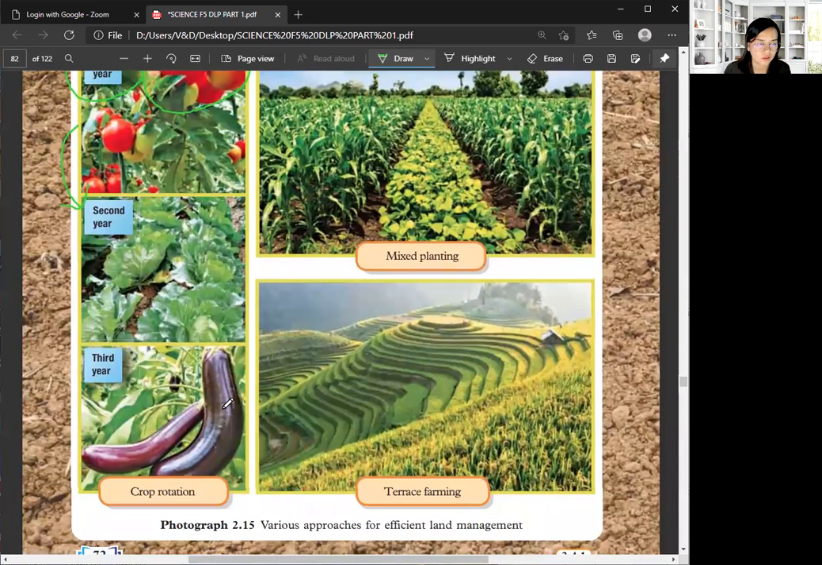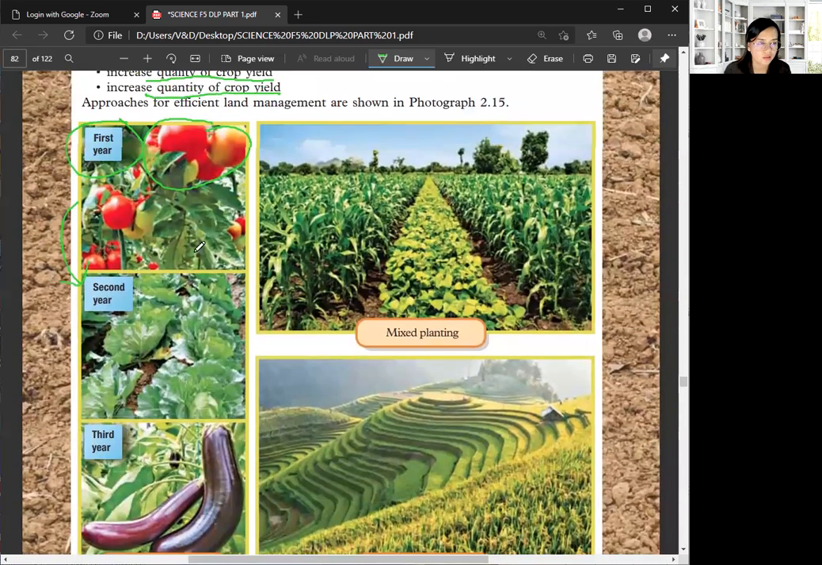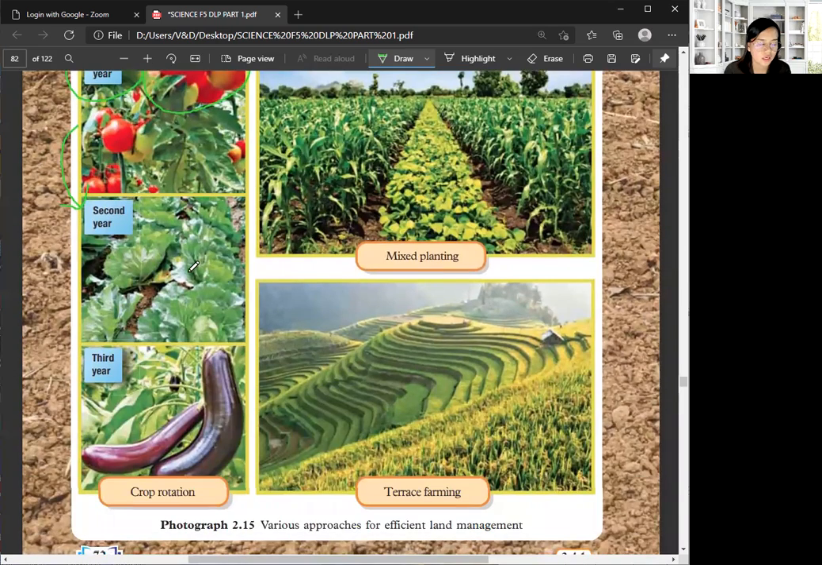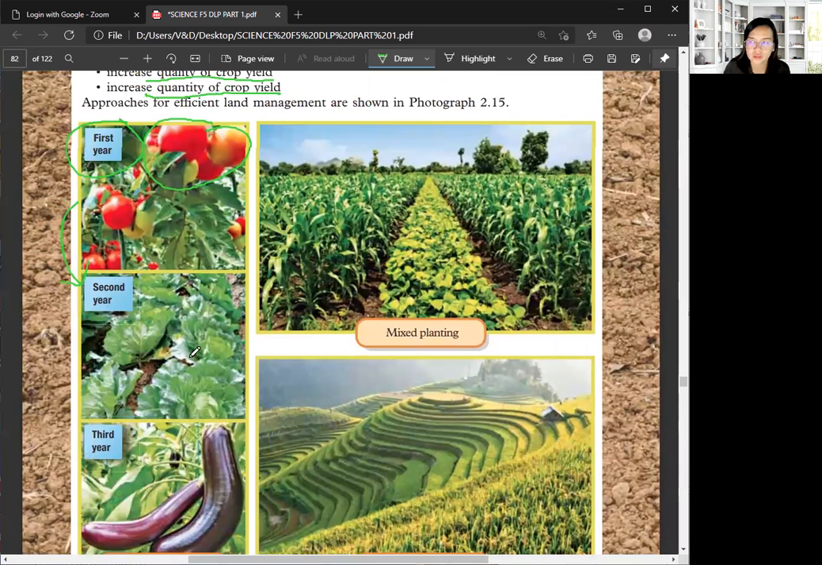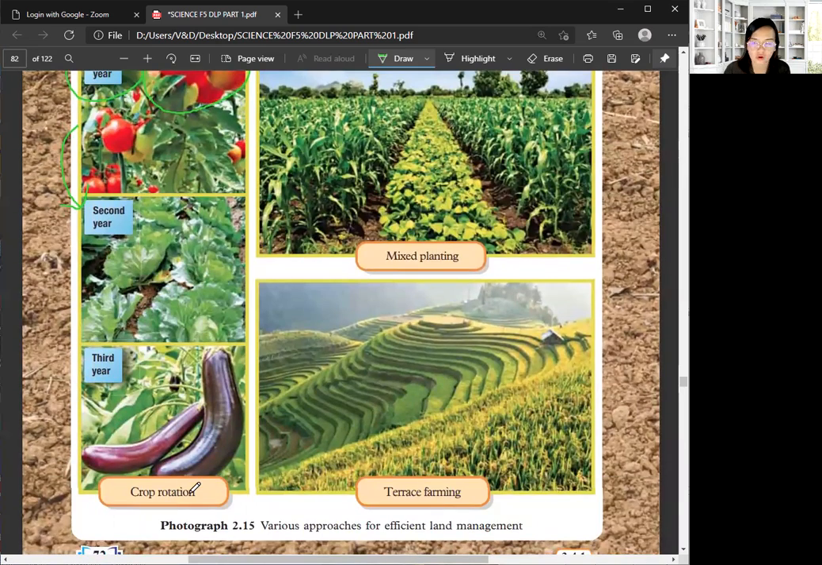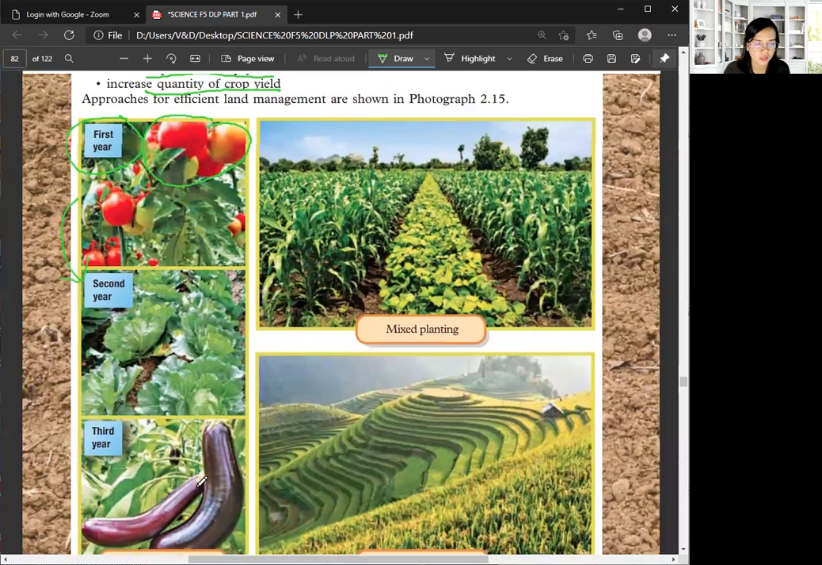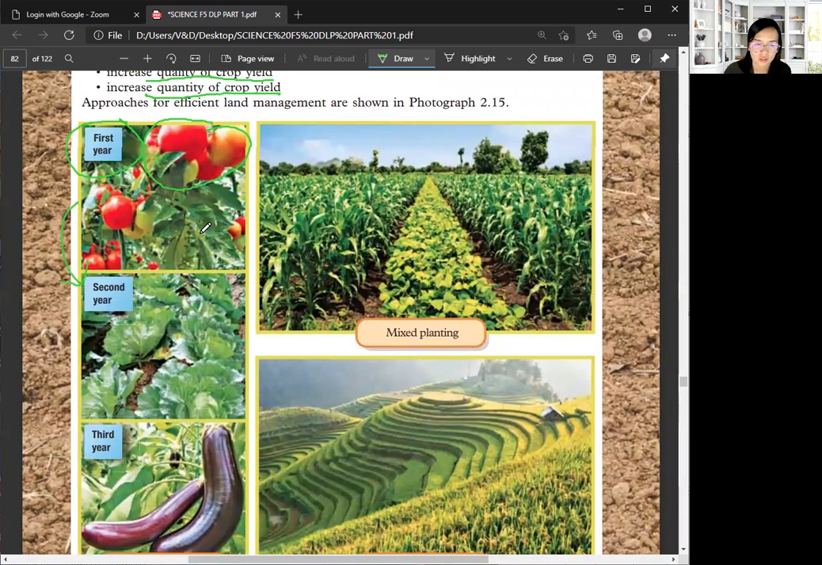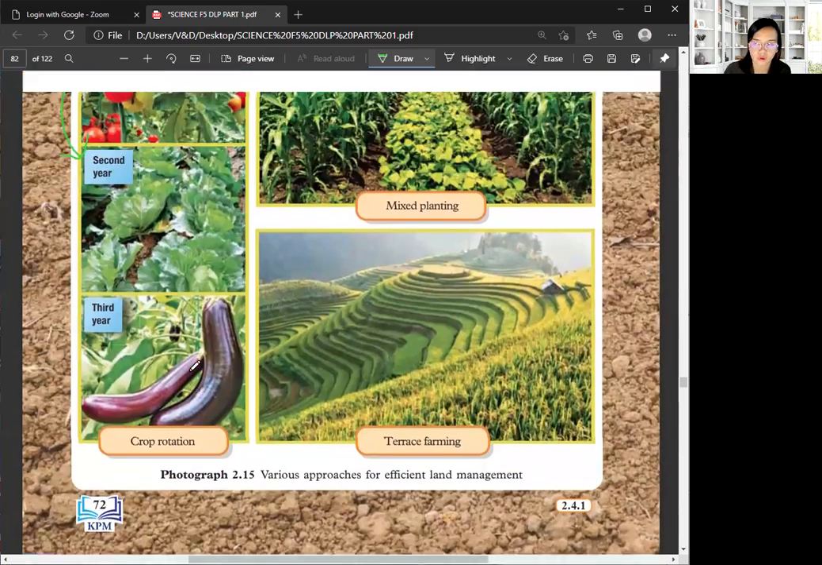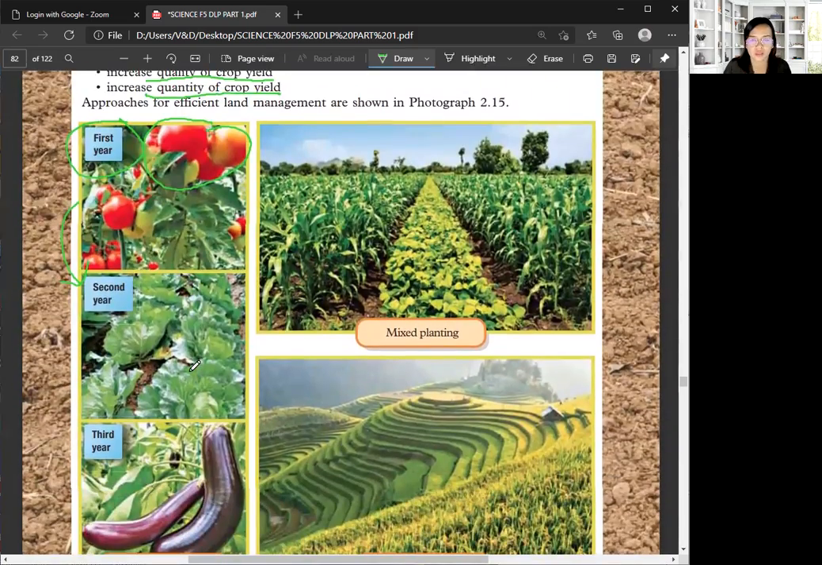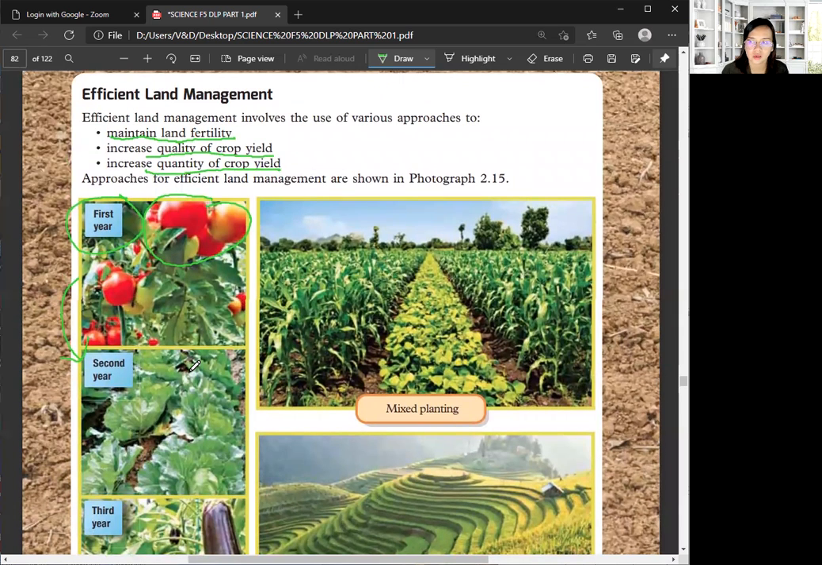Now it's different. So we can see that from the first year, second year, and third year, there are different plants. Now this is called crop rotation. And then the fourth year, what happened? They grow the tomato again. So this is called crop rotation, so that the land is kept fertile, the fertility of the land is maintained.